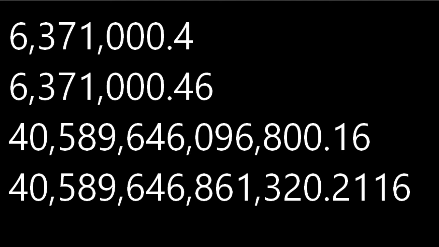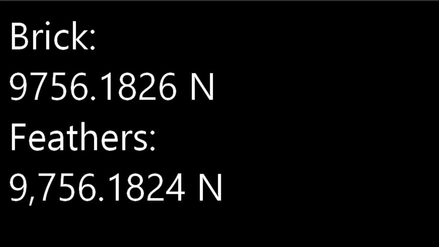That means r squared is one number that I'm not reading out for the bricks, and one other number that I'm not reading out for the feathers. So the weight of the bricks is 9,756.1826 newtons, and the weight of the feathers is 9,756.1824 newtons. It's not a lot of difference.